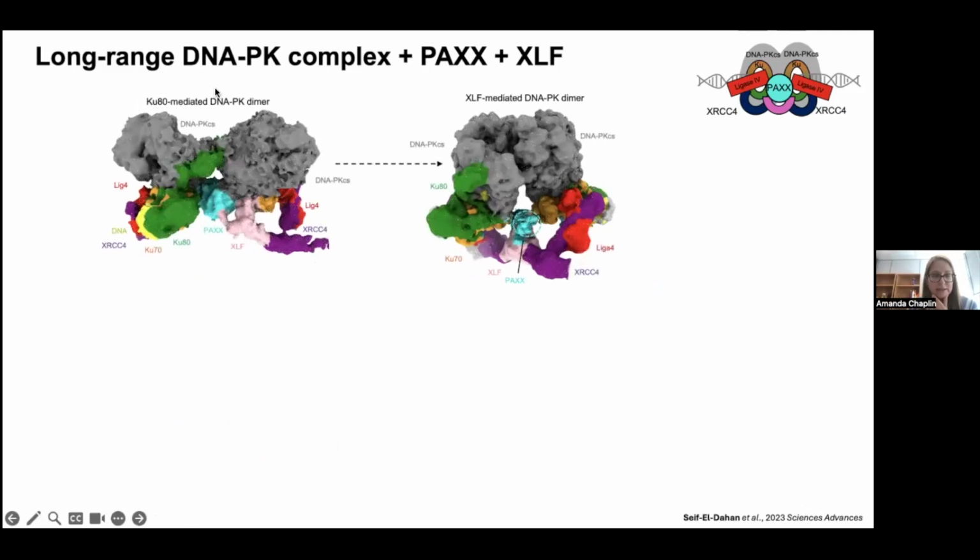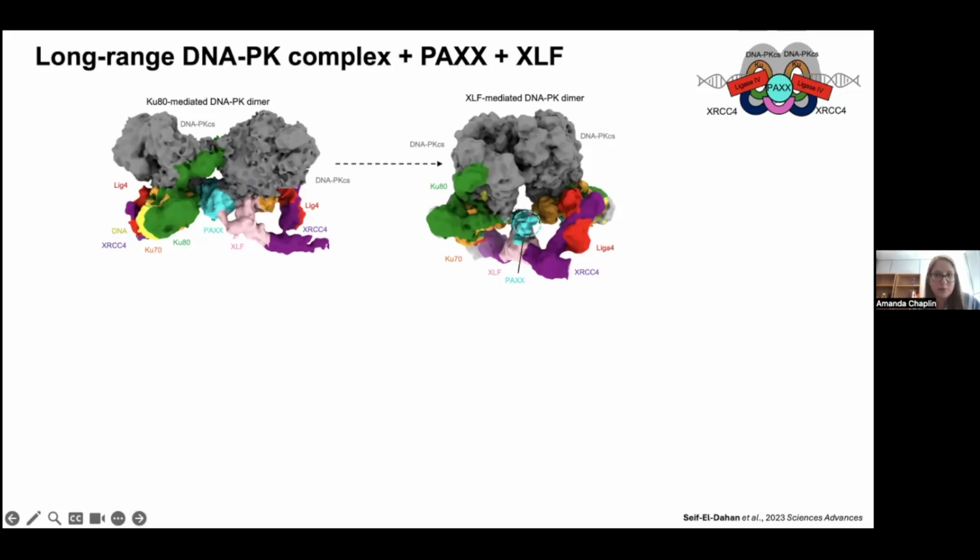We got the Ku80 mediated dimer, where we can see central density for PAXX. We can also see XLF bound. However, it's not in the center this time like it is in the XLF dimer. It's more towards the side. And we could also see extra density in the XLF mediated dimer, showing that PAXX can also bind to this.